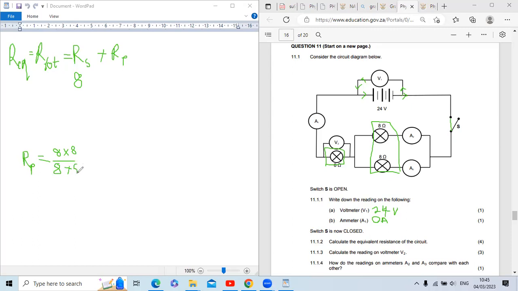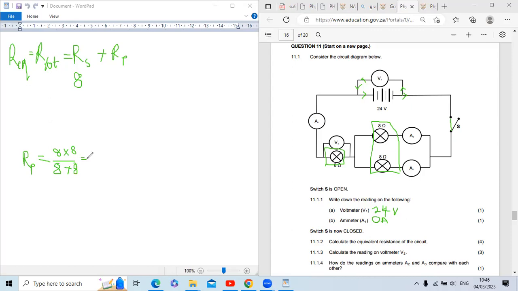I'm pretty sure you know this equation. And then we're going to do, yeah, sorry. Where's my calculator? Give me a second to find it.